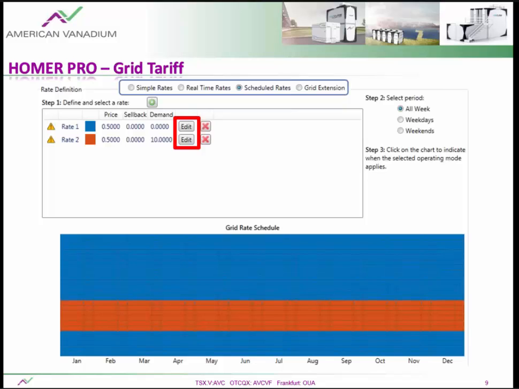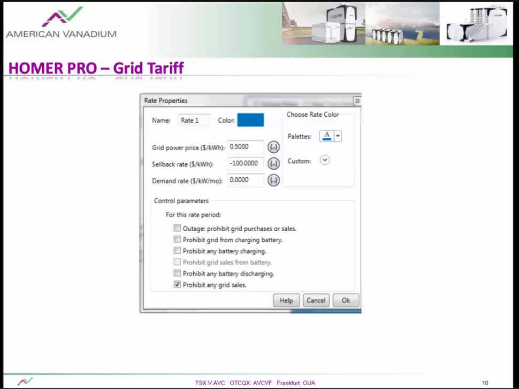So one thing I'd like to mention is if you were to click the edit button, you'd pop into the rate properties. For the rate properties, one thing I'd like to mention is the control parameters. Depending on how the tariff is structured and how it works, it's a good idea to have appropriate checkboxes ticked. So for this example, because in most cases there's no net metering allowed, I have checked prohibit any grid sales to prevent that.